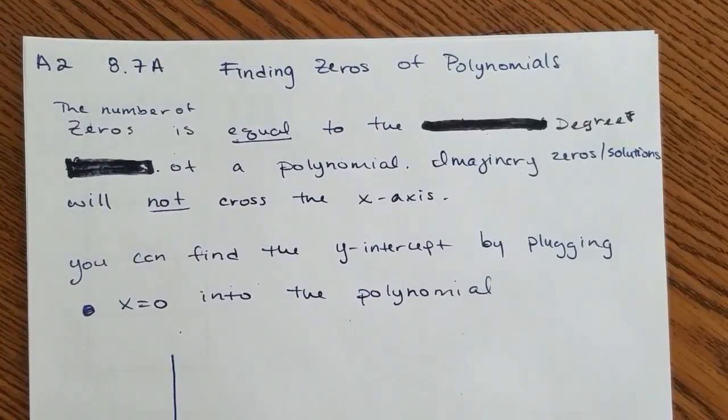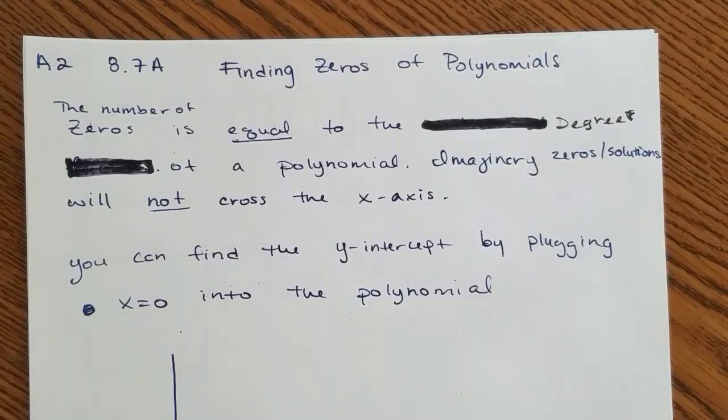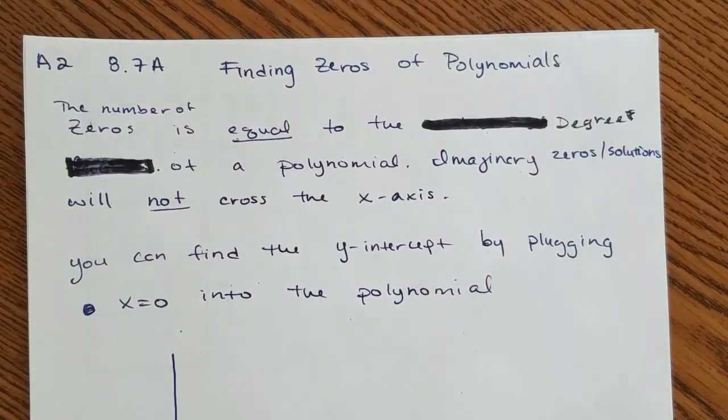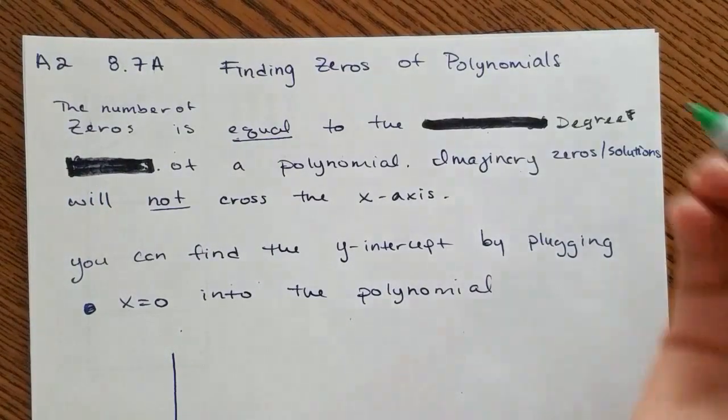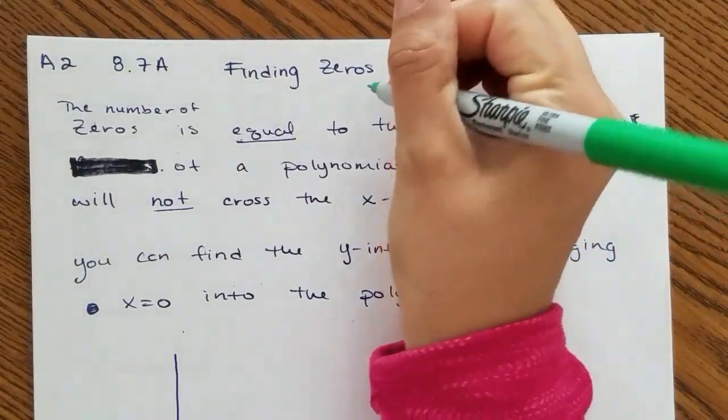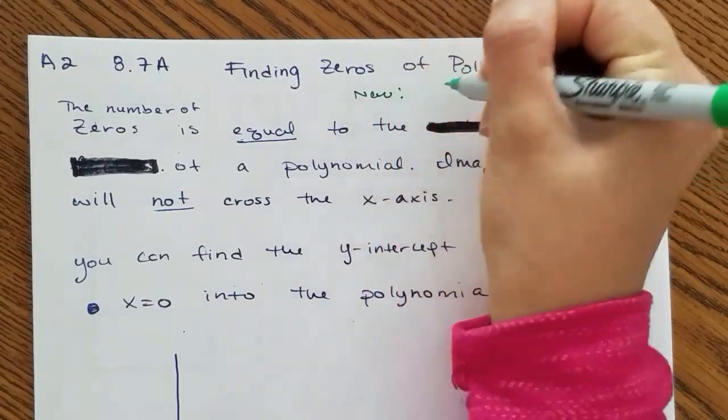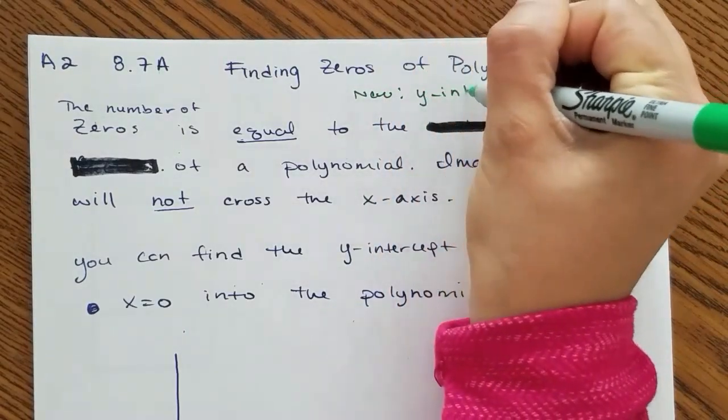All right, guys, this is 8.7a, finding the zeros of polynomials. So we're really just doing a continuation on what we've been doing since 8.5, which is just finding the factors of a polynomial, setting them equal to 0, and then solving them. So what we're looking for are where the polynomial is going to cross the x-axis. And in this lesson, we're also going to add where it is going to cross the y-axis. So all we're really doing that's new here is just finding the y-intercept.